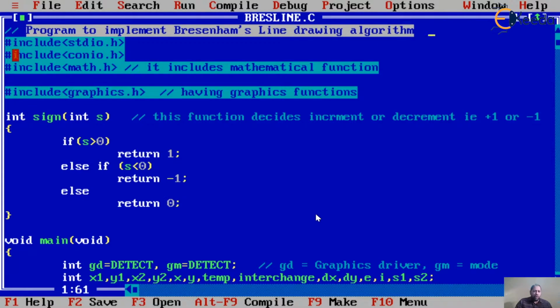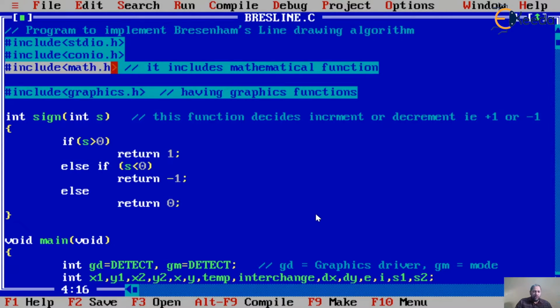Hash include stdio.h, conio.h, and we have to include math.h. What math.h includes are the mathematical functions, so all mathematical functions are available in math.h. Then we include graphics.h, which has the graphical functions. So whenever I'm using the putpixel function, a circle, or any function related to graphics, I have to include graphics.h.